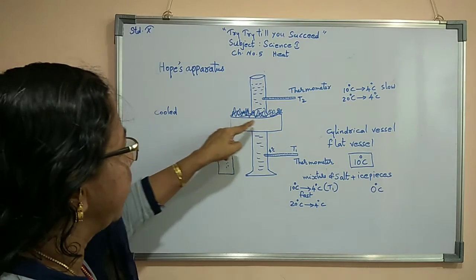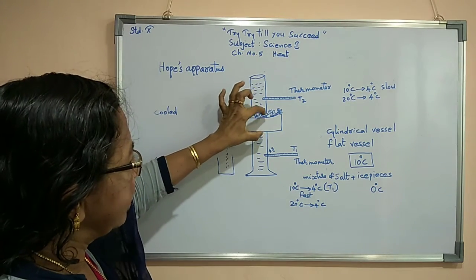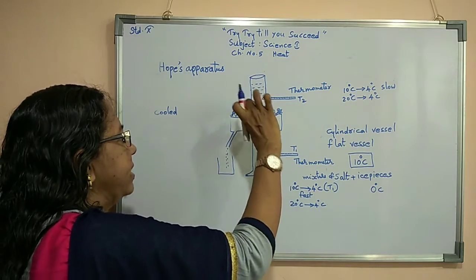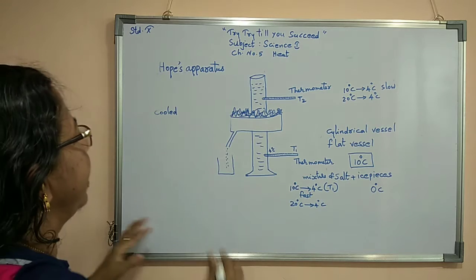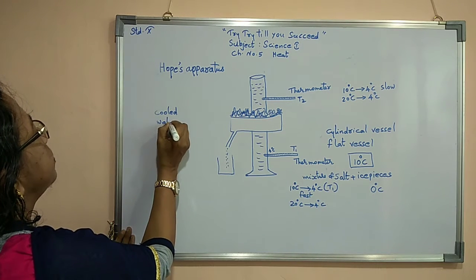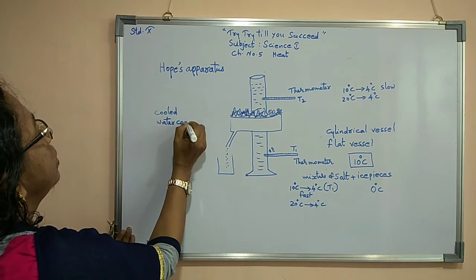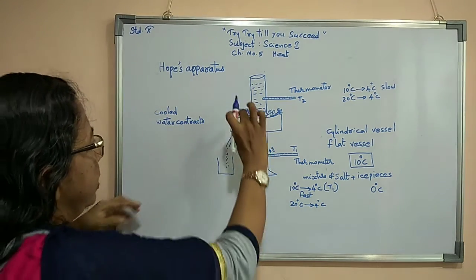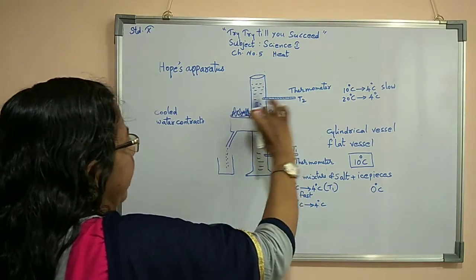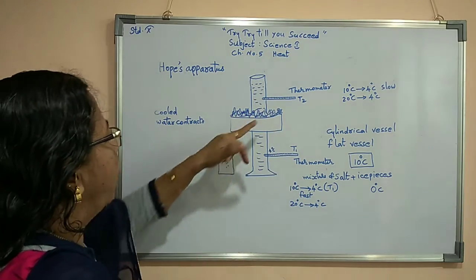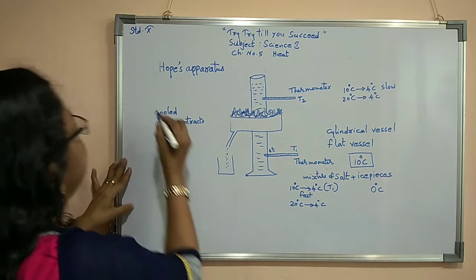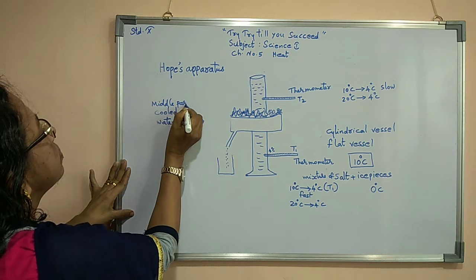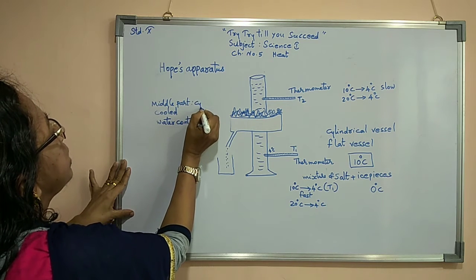So the cooling process will take place inside, or we can say the central part of the cylindrical vessel. As and when it gets cooled, at that time water starts to contract. Here, at first, the middle part of the water will get cooled. Middle part of the cylinder.